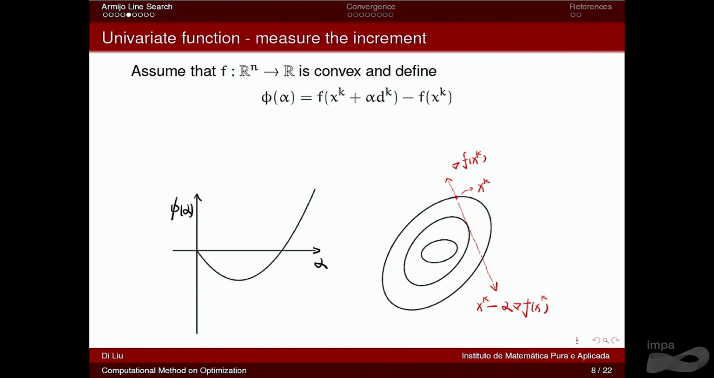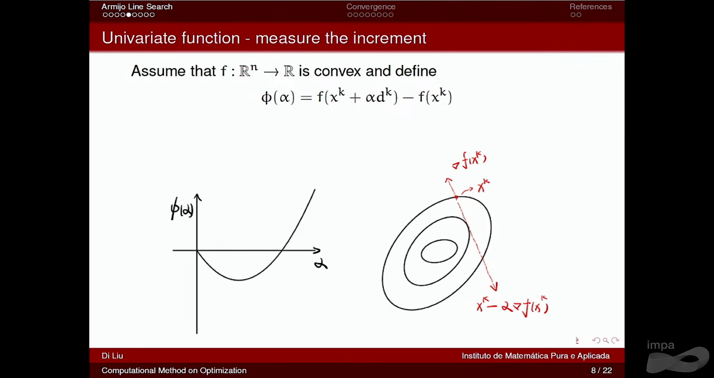Okay, next, we analyze from another point of view. We define this univariate function phi(alpha), which equals f(xk plus alpha dk) minus f(xk), which measures the increment of the function value in each iteration. The only variable of this function is alpha, in R1. And we also assume f is convex, which makes it easier for us to analyze the convergence.